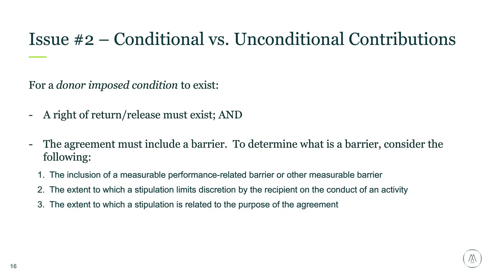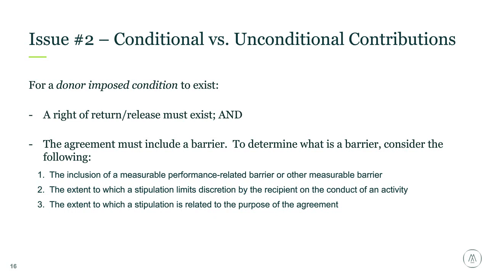First, is there a measurable performance-related barrier or other measurable barrier? For example, a specified level of service, a specific output or outcome, or a match. This is a key judgment area, as you will need to determine if the metrics are performance-based and impact entitlement, or if it's just a best effort metric.